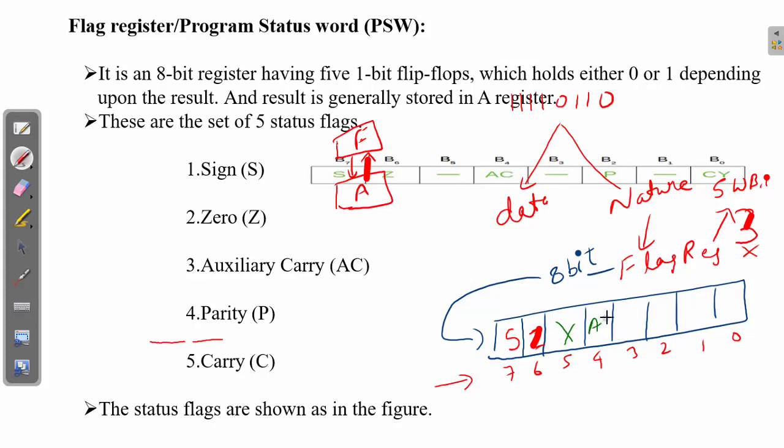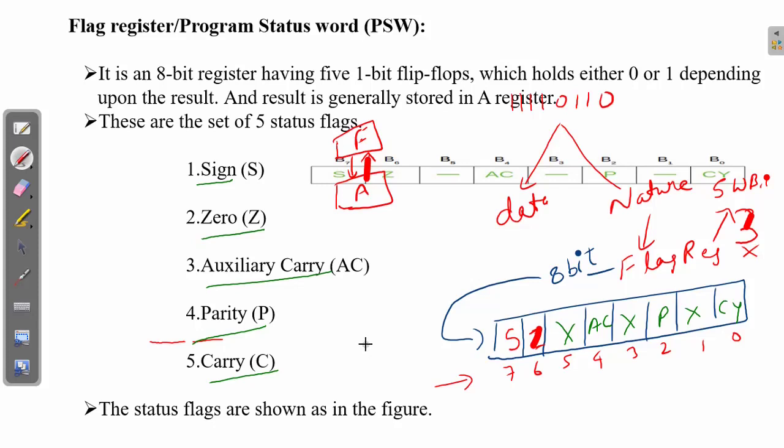I'll write here. Okay. Then bit number 3 is a don't care bit. Then bit number 2 is written there P, and this is written here CY. Okay, I'll come to these all, and you can even see what these letters mean. Better you write down also. The S means sign flag, Z means zero flag, AC means auxiliary carry flag, P means parity flag, and C means carry flag.